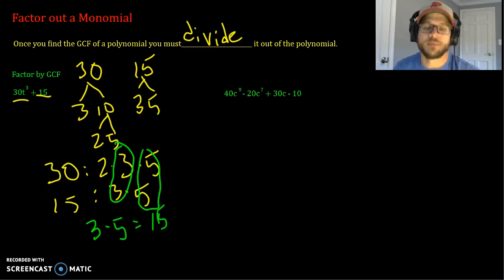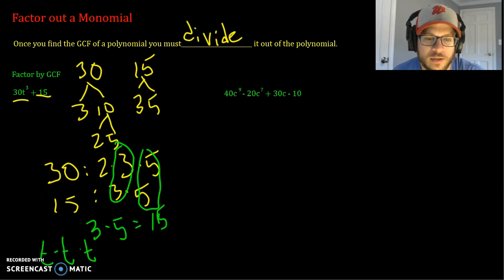Now we also have to be paying attention to our variables. 30t to the third power has 3 t's, but 15 does not have any. So we cannot take any t's out of the 15 since they don't exist. So our GCF is 15.